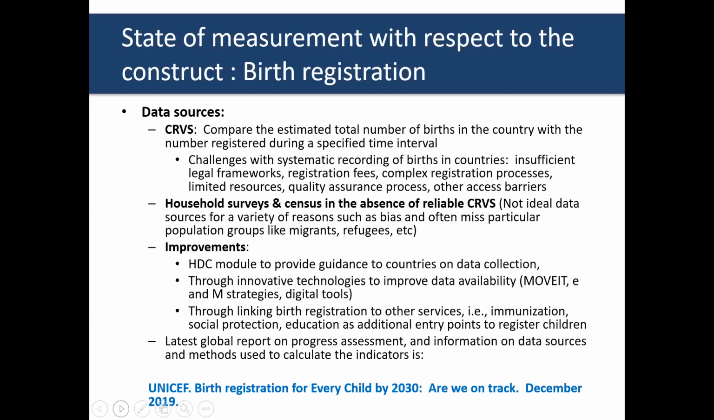In countries where CRVS systems are not sufficient for getting adequate birth registration data, there can be the use of household surveys and census, but these are not ideal sources. They tend to have bias in them, and certain population groups that are not captured often in surveys and census methods, like migrants and refugees, are then missed.